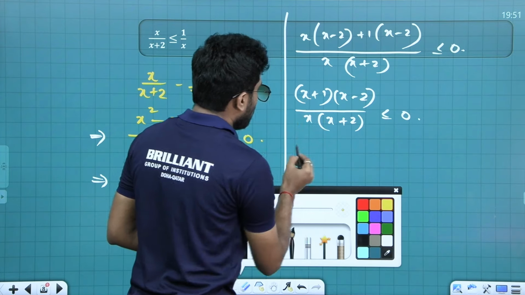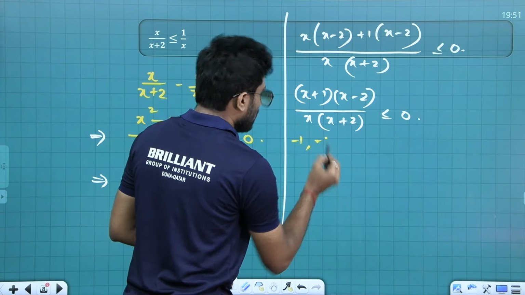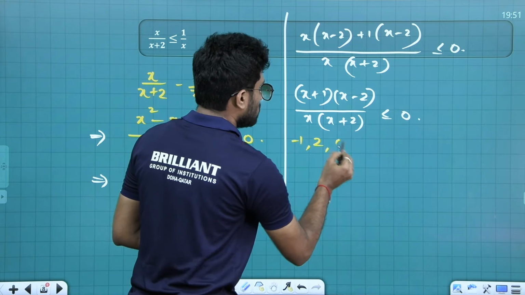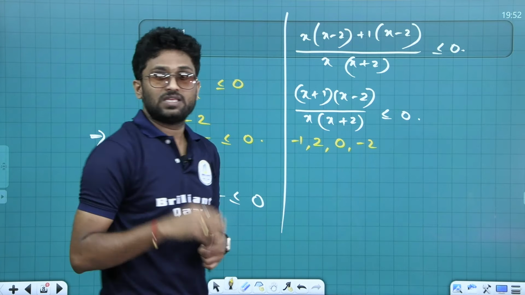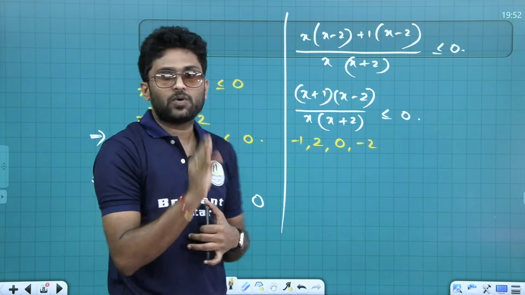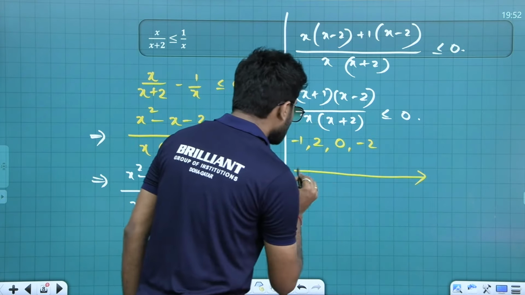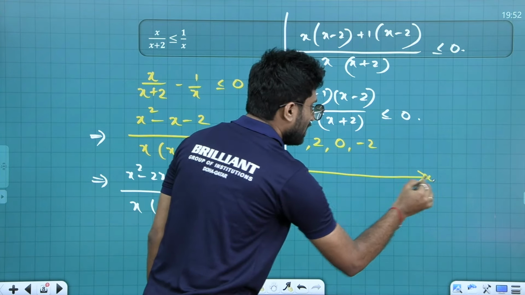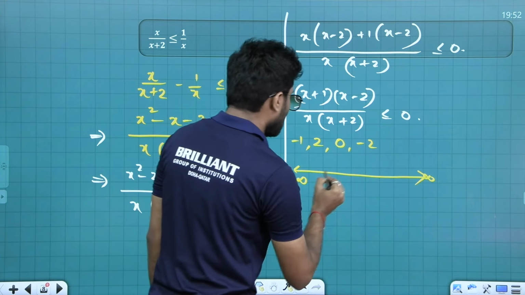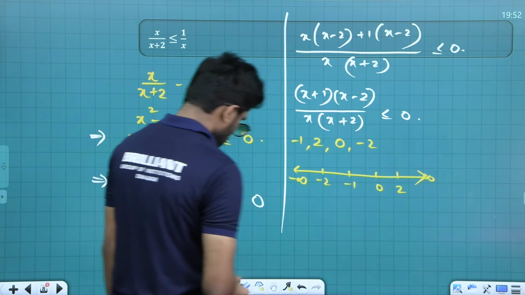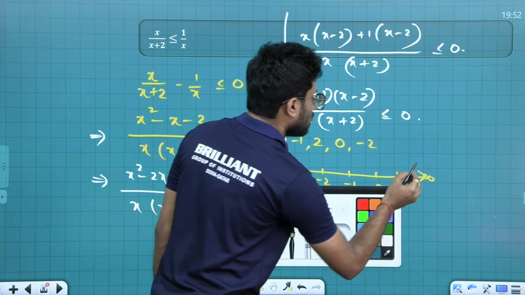Let's understand what are the things. Minus 2, plus 2, minus 1, 0. These are the 4 zeros or poles we have for g of x. Now let's arrange these poles or zeros on the number line in ascending order. We start with minus 2, then minus 1, then 0, then 2. Then we'll go with wavy curve.